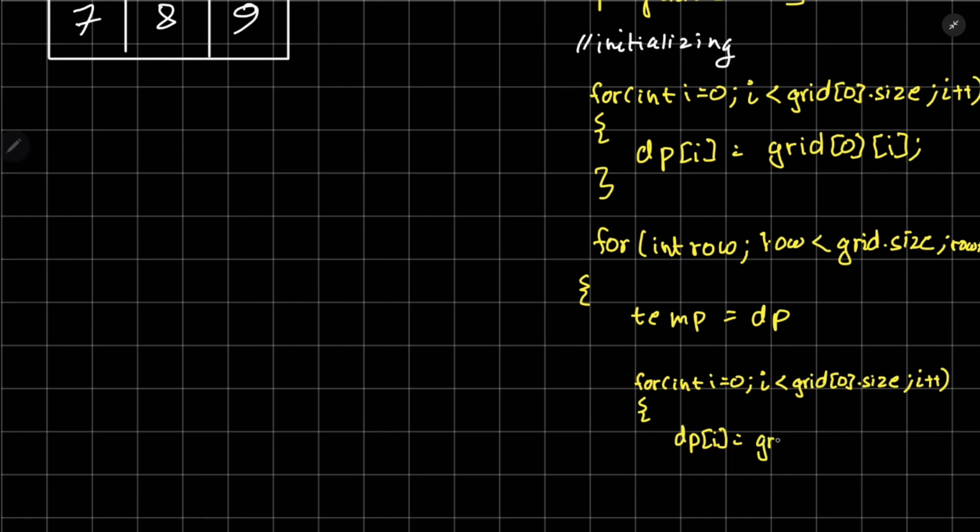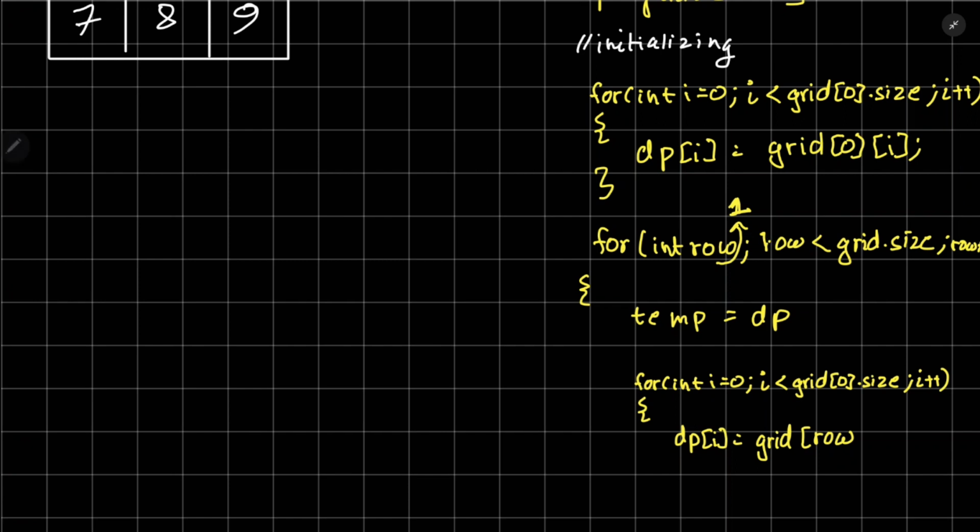The current element will be grid of row. Also I forgot to mention that this row will start from 1. This won't start from 0, because for 0 we already have initialized the array that will give us the minimum element. We will have to make computations for the next rows onwards.